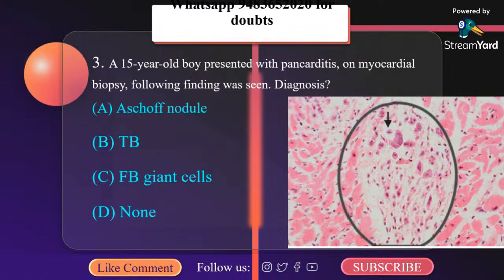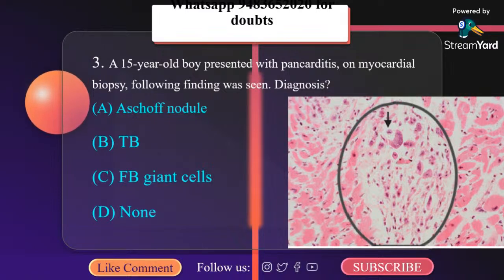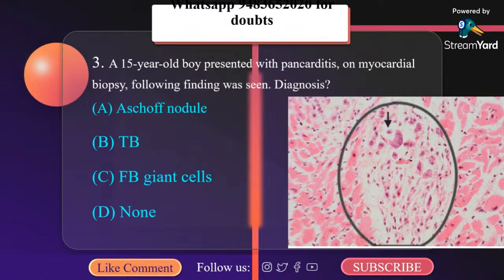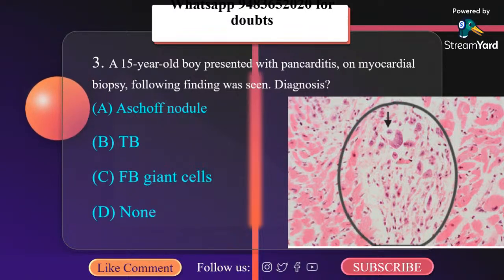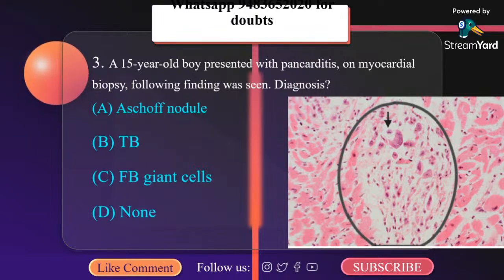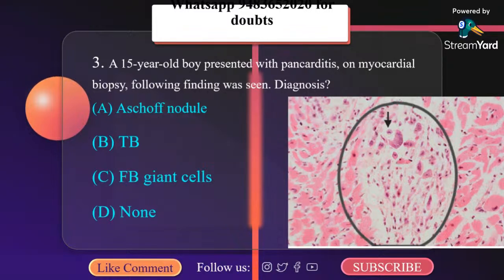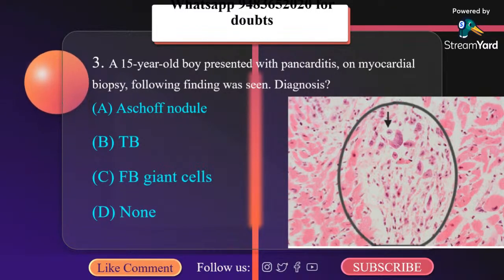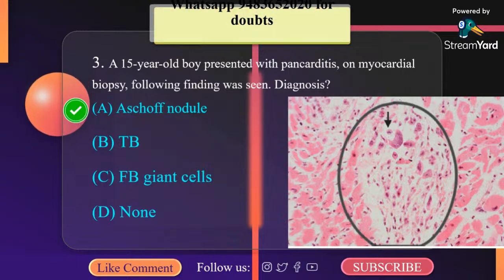Here you can see the collection of foci of swollen eosinophilic collagen surrounded by lymphocytes, primarily T cells, and occasional plasma cells. The Aschoff giant cells, also called macrophages of rheumatic fever, and Anitschkow cells are shown with an arrow. So the correct answer here is Aschoff's nodule.